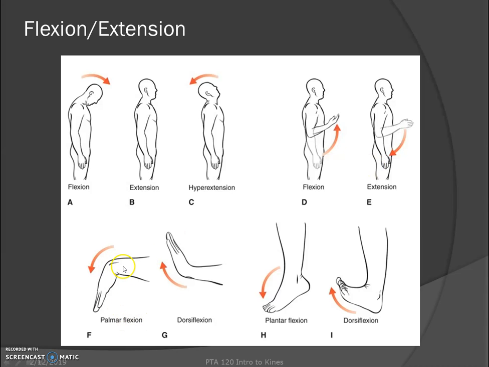Examples at the wrist, as I mentioned, wrist flexion is often referred to as palmar flexion. Wrist extension, I will say that I have never heard anybody refer to wrist extension as dorsiflexion, but just keep this in mind as a variation. And as I mentioned at the ankle, when we say someone is flexing their ankle, we say that they are plantar flexing. When we say someone is extending their ankle, we say they are dorsiflexing. So that can be a little confusing, but just keep that in mind.